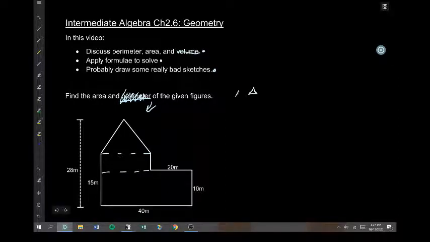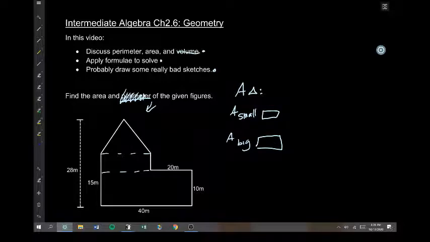I'm going to find the area of the triangle. I'm going to find the area of the small rectangle. I'm going to find the area of the big rectangle. That's how I'm going to be thinking about how I do this. But that means I also want to find some other lengths. Okay, so let's play for a second here.